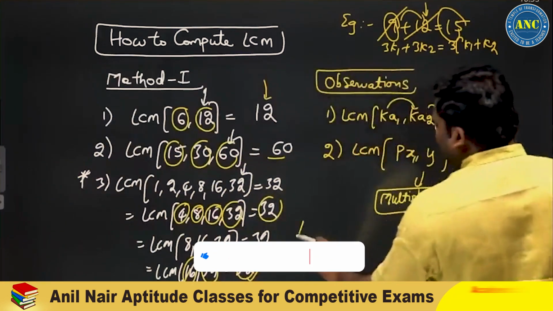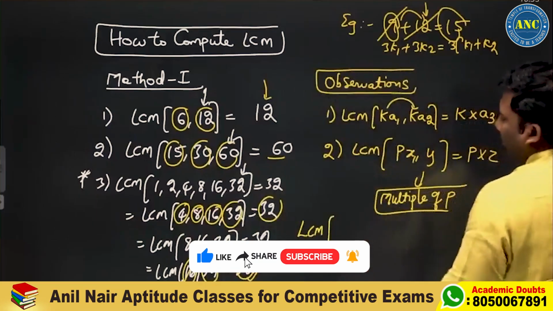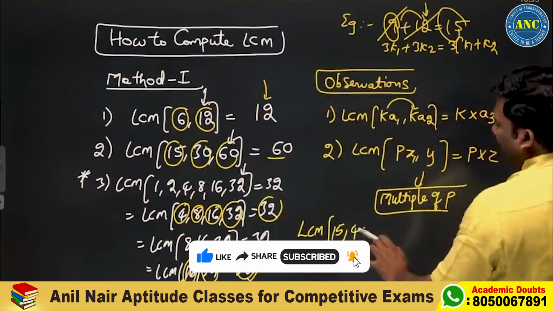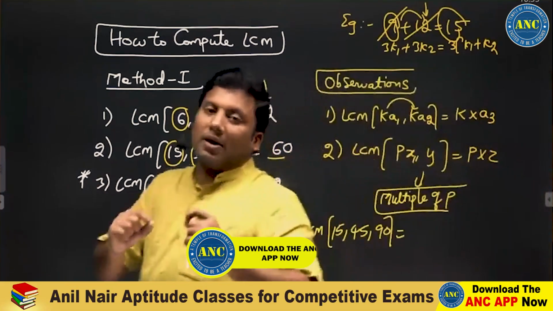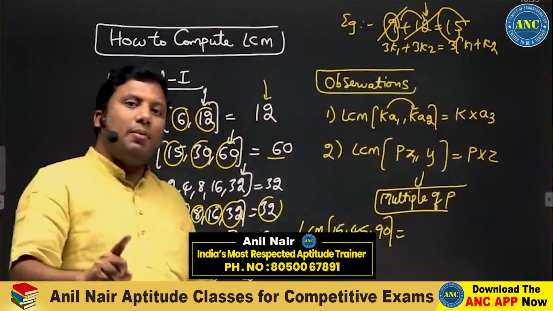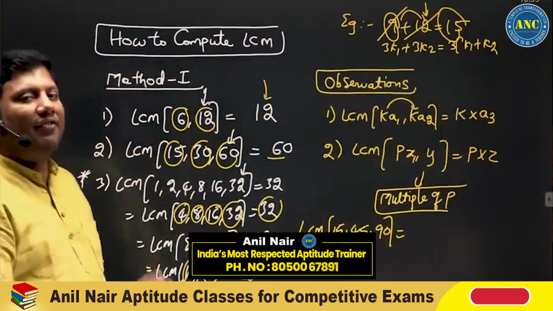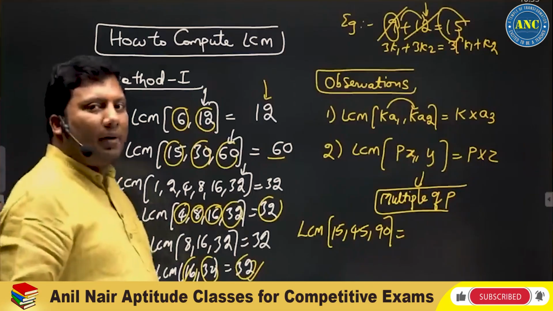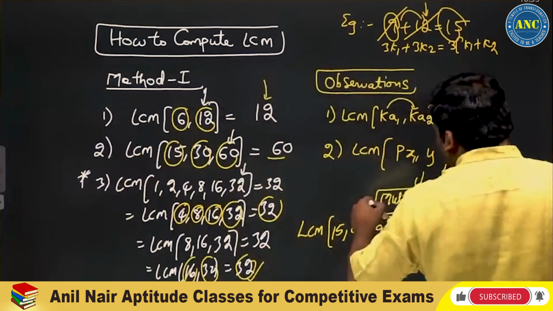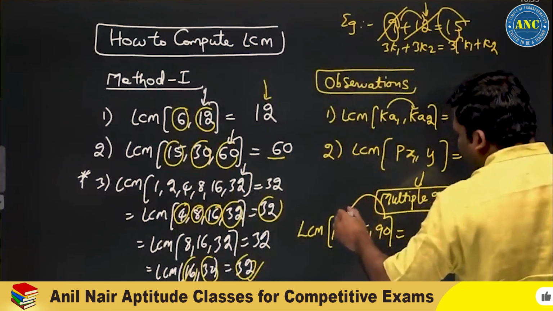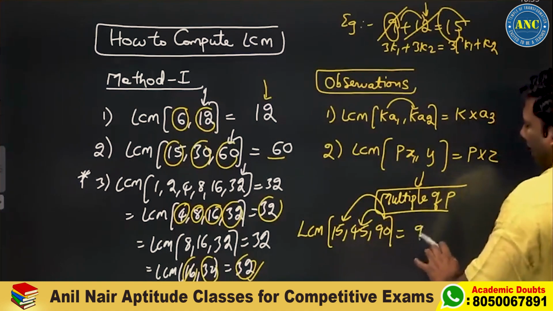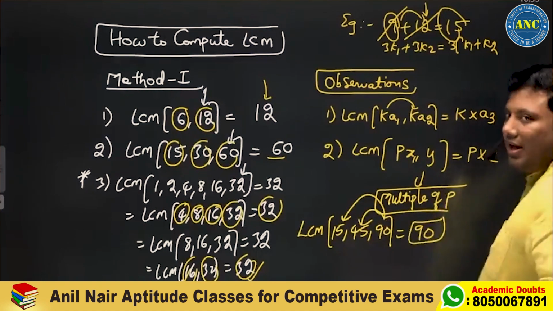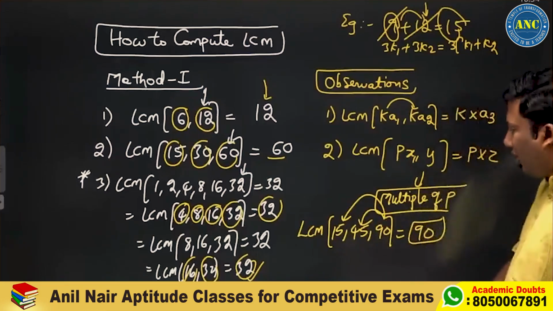Let me take some other examples. LCM of 15, 45 and 90. We are still in model number 1. What is model number 1? Model number 1, or method number 1, is a case where the largest number is divisible by every other number. 90 is divisible by 15, 90 is divisible by 45. The answer is 90.